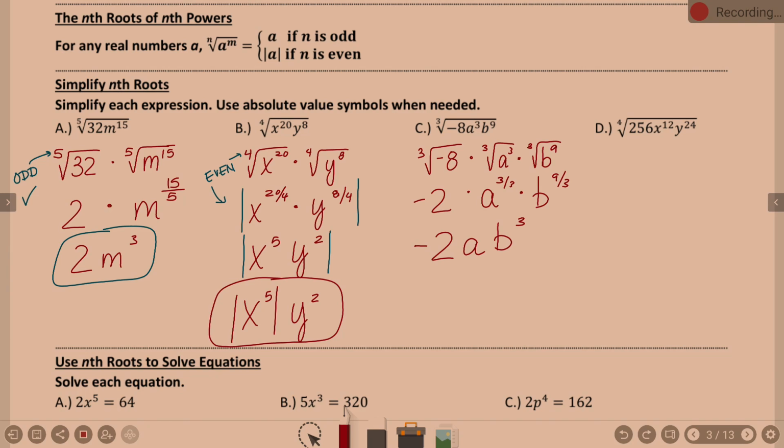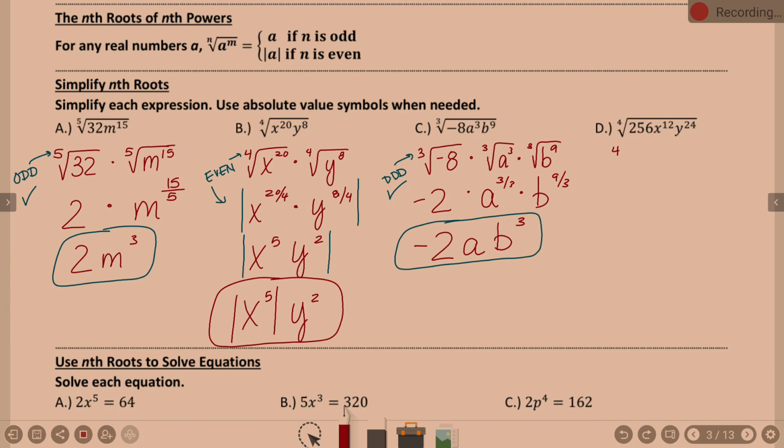Okay. Before I box this, what do I need to consider? What type of root was this? It's odd. Is odd allowed a negative answer? Yeah, so do I need to consider absolute value? No. Nope, I'm done. No considering of absolute value because it was an odd root. I'm just writing that down, so I'm trying to get your brains in the habit of checking that. Okay, D. I've got to move quickly if we're going to finish this.